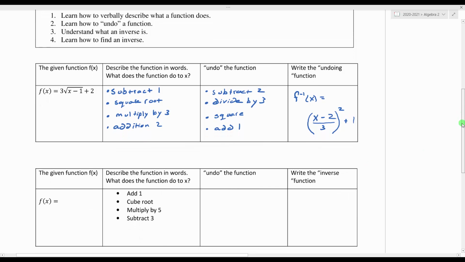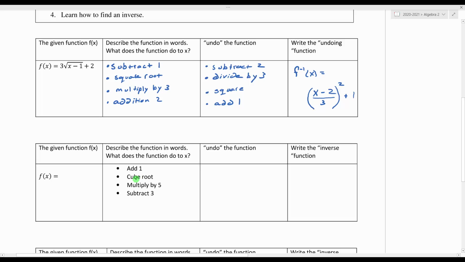Okay. Let's try it again, this time going the other direction. Here they give me the function in words. They're telling me what the function does in words. So I need to write it in its symbolic form, and then we'll work on the undo function.